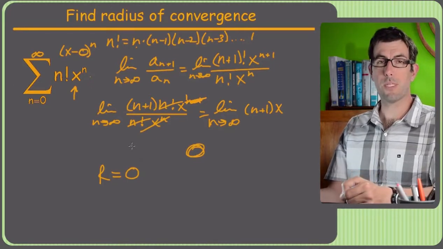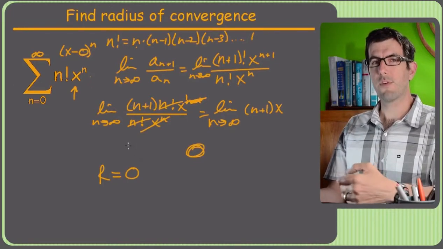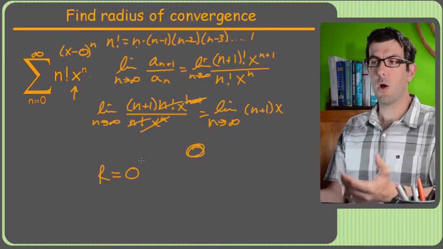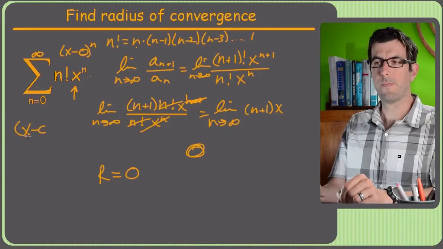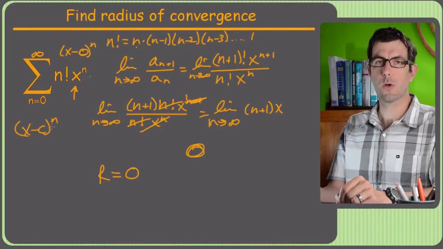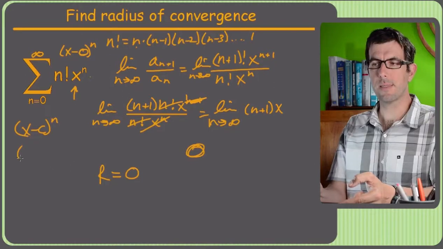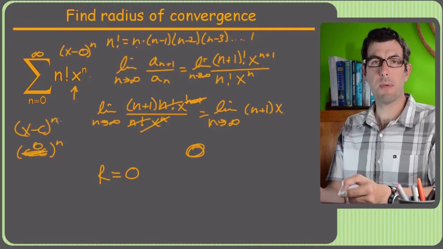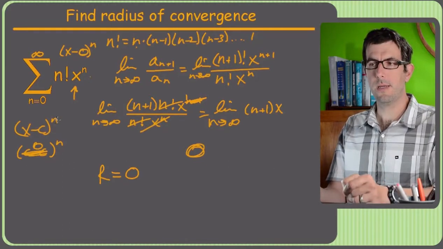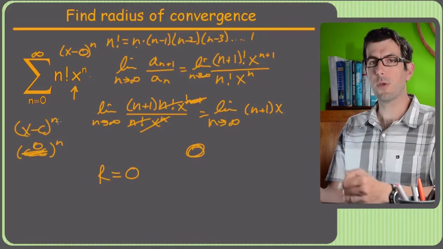It turns out that for a power series, it never diverges for everything. 0 always works. Or if it's an x minus c series, then c will always work. Because if you plug in c for x, you get c minus c to the n, and c minus c is 0. So the same thing happens. As long as you have 0 raised to the n power, your terms will all be 0, so it converges.